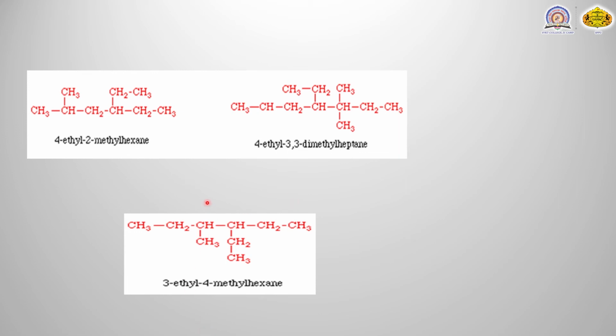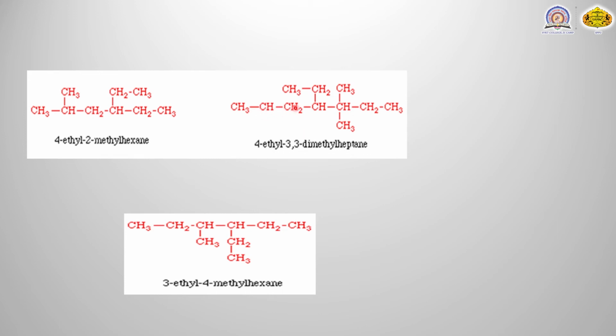So there are 3 examples, such as 4-ethyl 2-methyl hexane, having 1, 2, 3, 4, 5, 6 carbons in the parent chain, and at second position there is a methyl substituent, and at fourth position there is an ethyl substituent. The names of substituents are written in alphabetical order, so E comes first, then M. So 4-ethyl 2-methyl hexane.